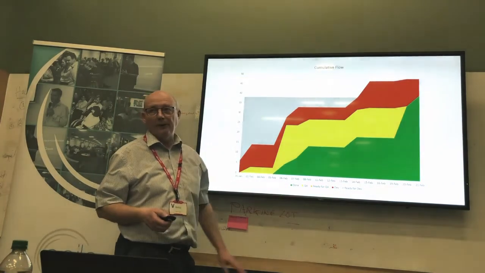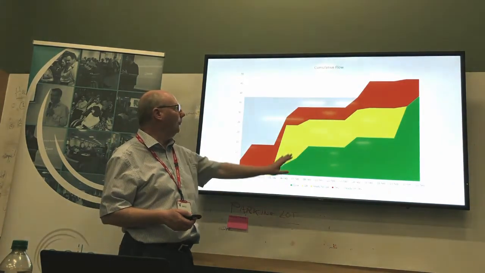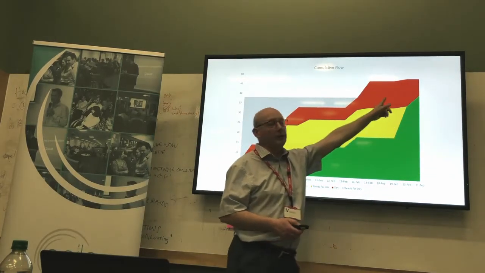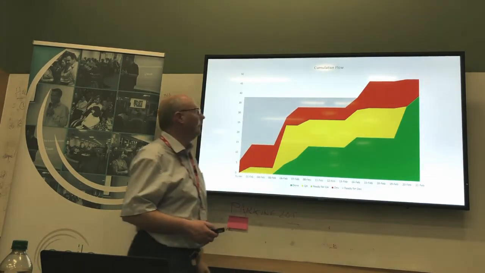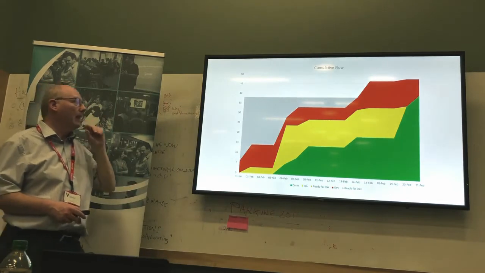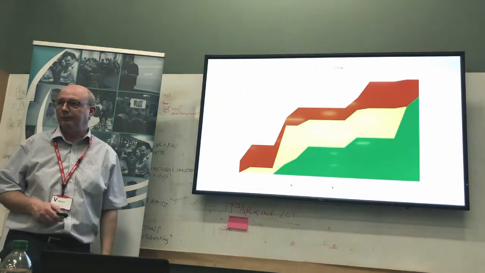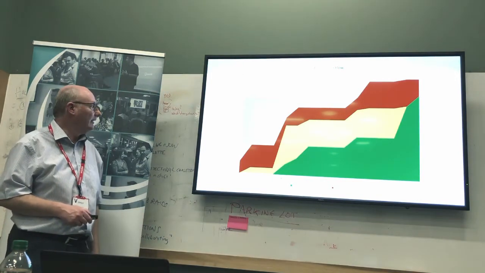What I would say about this pattern is this is what we're showing here. We're showing full delivery of what we committed to, and we're showing some stretch. That's what we're really showing there. We'll get onto some cumulative flows that show quality problems in a bit.